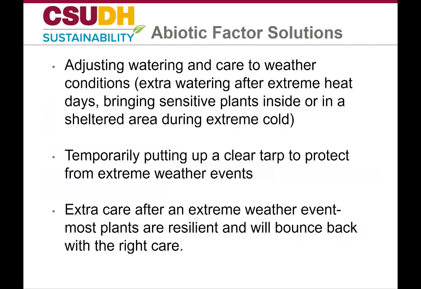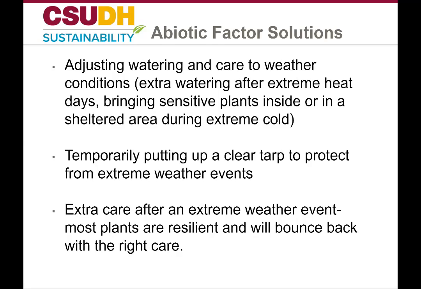In terms of solutions of how you can deal with some of the abiotic factors is adjusting your watering and care to the localized weathering conditions. So for example, if there's an extreme heat day, providing some extra water to counterbalance that. If you're dealing with extremely sensitive plants, bringing them inside or maybe putting them in a sheltered area temporarily during extreme cold, that can help. If you are kind of rooted to that area, you can also temporarily put up some kind of clear tarp to protect from extreme weather events, and just like physically trying to adjust for those abiotic factors.